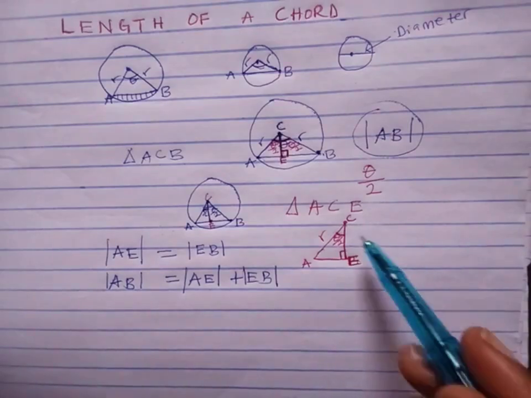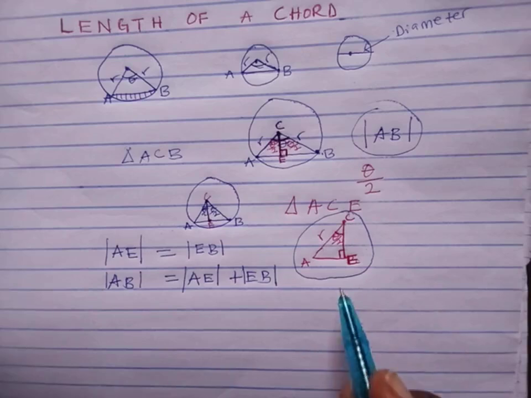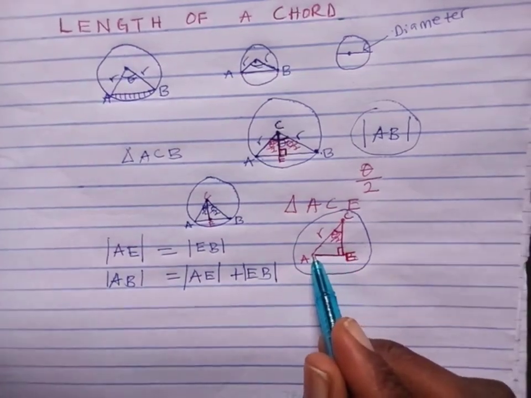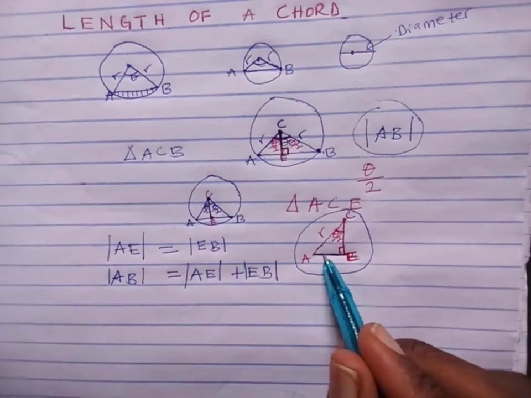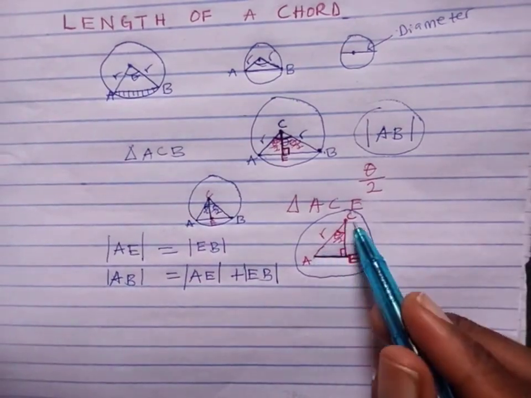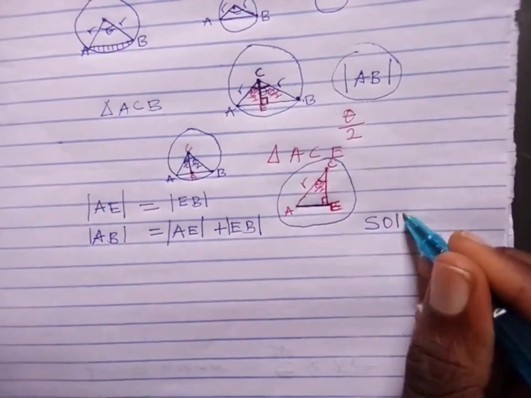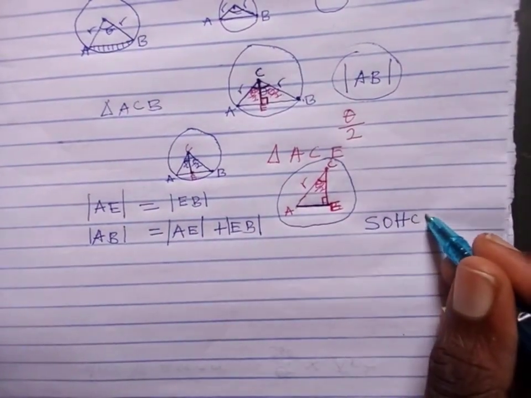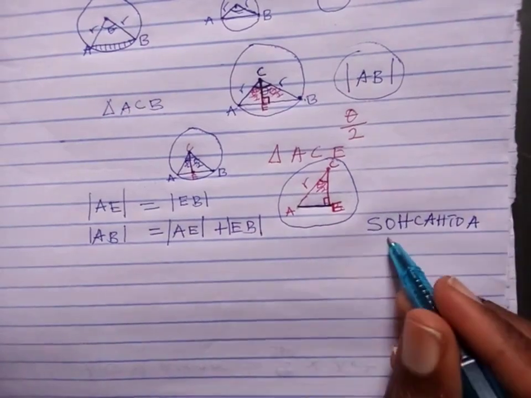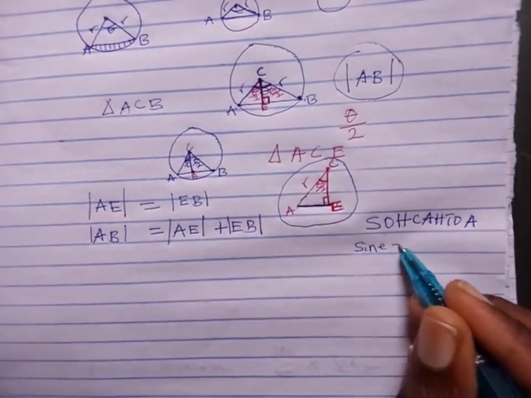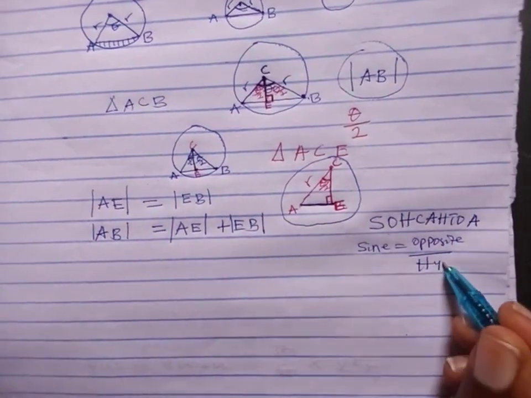Now, I would like us to consider this triangle. This is a right-angled triangle. Let us find the length of this line, AE, and don't forget that line AE is equal to EB. Since this is a right-angled triangle, we can apply the concept of SOHCAHTOA. I believe we all know SOHCAHTOA from trigonometric ratios, where SO is sine, and sine is equal to opposite over hypotenuse.